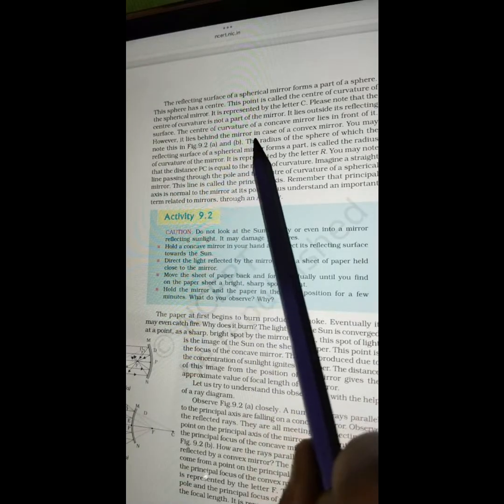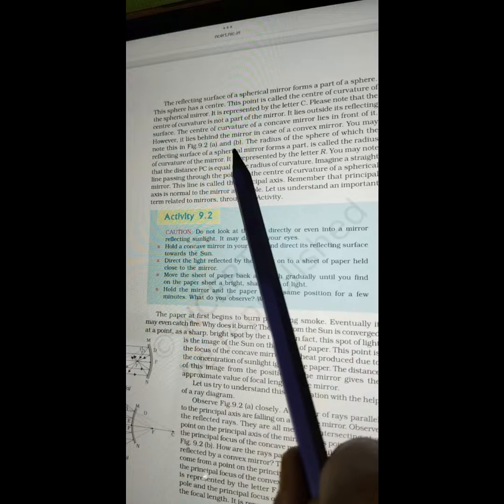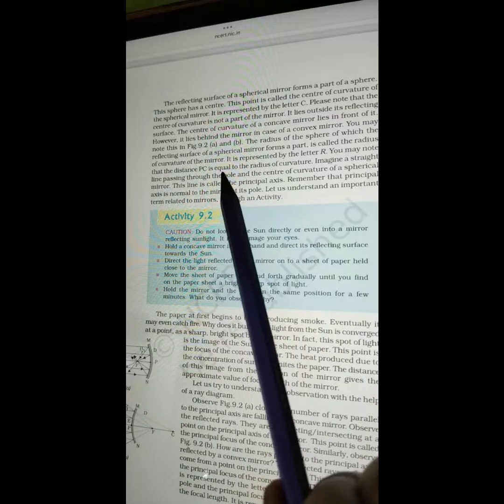The center of curvature of a concave mirror lies in front of it. However, it lies behind the mirror in case of a convex mirror. You may note this in figure 9.2a and b. The radius of a sphere of which the reflecting surface of a spherical mirror forms a part is called the radius of curvature of the mirror. It is represented by the letter r. You may note that the distance PC is equal to the radius of curvature.